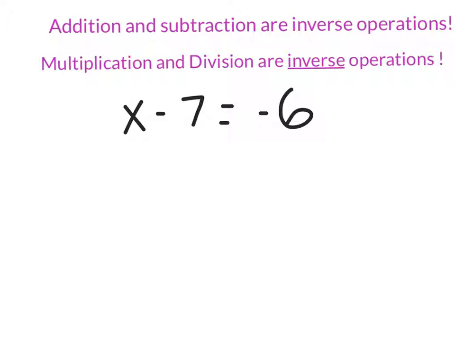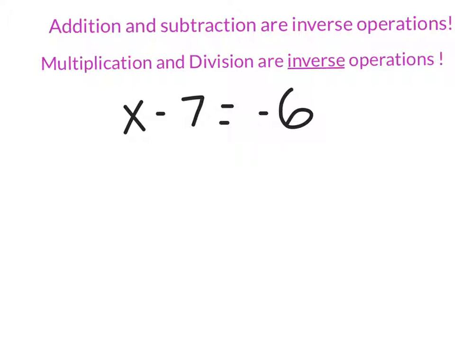We're going to be using inverse operations to solve this equation, and we know that this is an equation because there's an equal sign in the middle of it, right here. And this is actually example 1, letter A. It says x minus 7 equals negative 6.